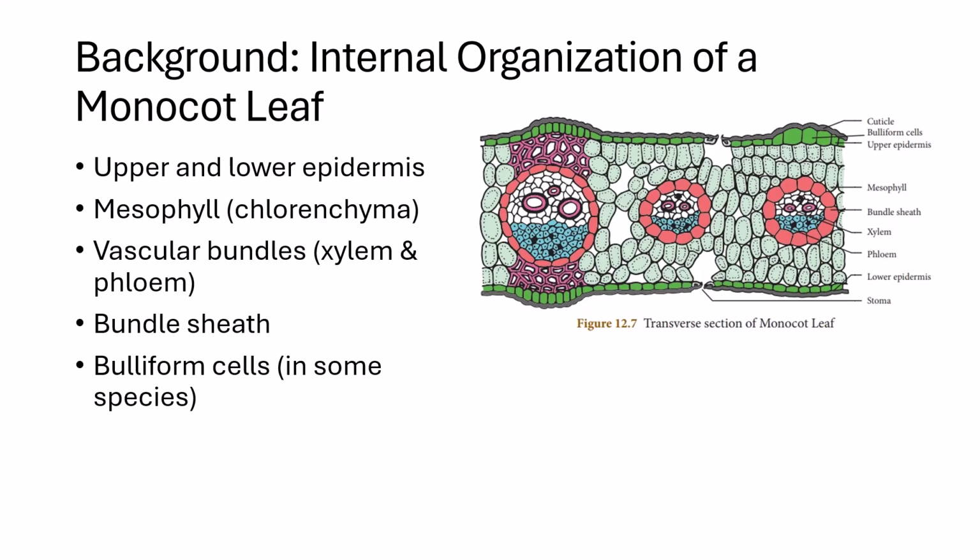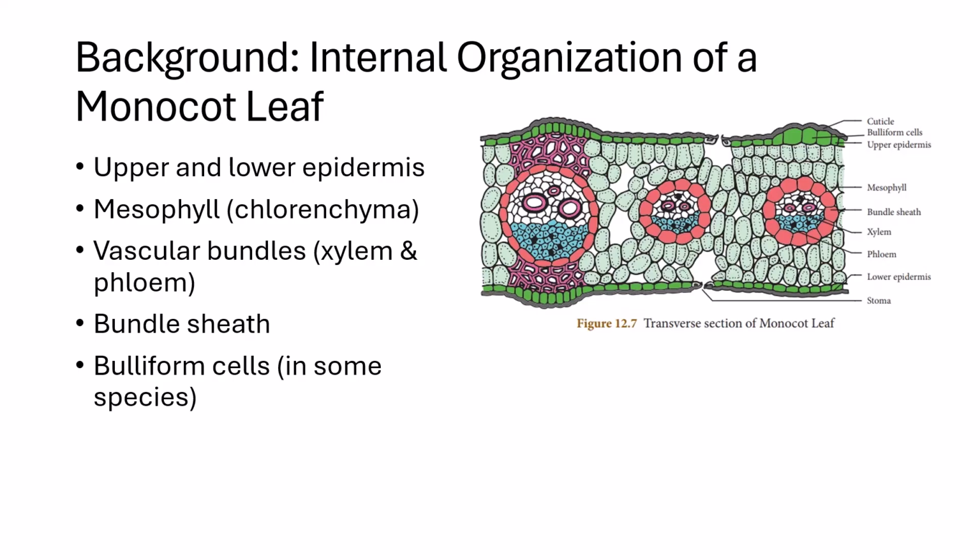If you notice, the upper and lower monocot leaf is nearly identical. This is an adaptation for leaves that grow vertically, receiving sunlight equally on both sides. The epidermis forms the protective outer layers and contains stomata, guard cells, and sometimes specialized cells such as trichomes or bulliform cells. Bulliform cells help minimize water loss by curling the leaf when it is dry.